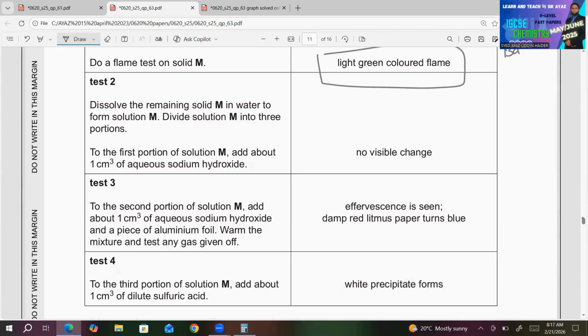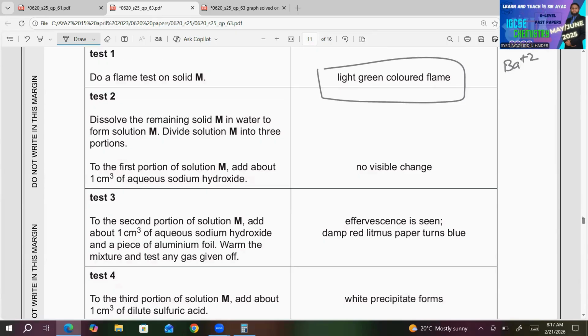Effervescence indicates the gas produced here. And they are saying that red litmus paper is turning blue. So the gas produced that's turning litmus paper blue, it means that it must be ammonia gas, NH3 gas.